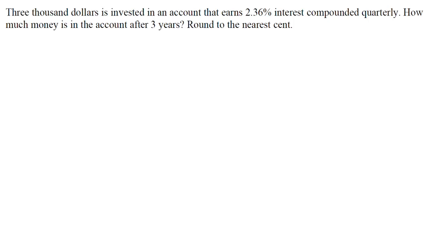For our next ones here, we're going to be looking at interest, also coming from separable differential equations. So we have $3,000 that we're investing into an account that earns 2.36% interest, compounded quarterly. We want to know how much money do we have after 3 years. So the formula is A equals P times 1 plus r over n, where r is the interest rate as a decimal, and n is the number of times we compound per year, all to the power of n times t.